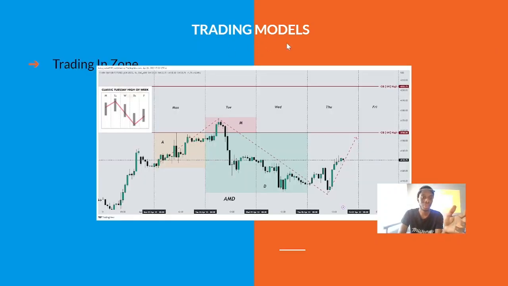This here is a weekly one. So we still have the same system as the power of three. We've got accumulation, manipulation, and then distribution, but we're seeing it on a bigger scale. So sometimes you could do it on the daily, or you can even see it on the weekly.